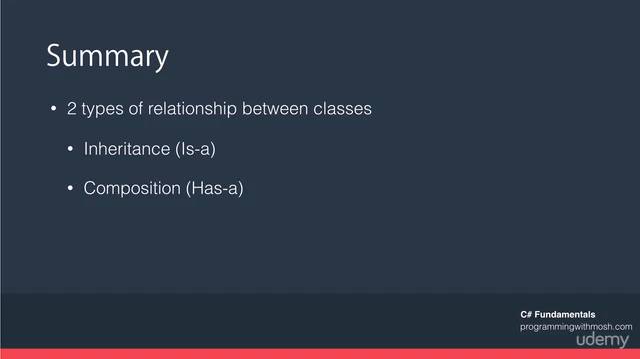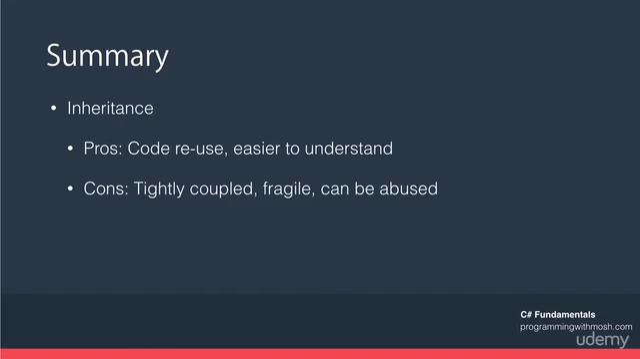All I want you to take away from this lecture is that we have two types of relationships between classes. One is inheritance, which is also referred to as is-a relationship, and another one is composition, which is referred to as has-a relationship. Both inheritance and composition have pros and cons. Inheritance provides code reuse, and it's easier to understand than composition in certain examples. For instance, in the example you saw earlier, we usually think a person is an animal. So modeling that using composition like Person has an Animal is a little bit harder to understand.